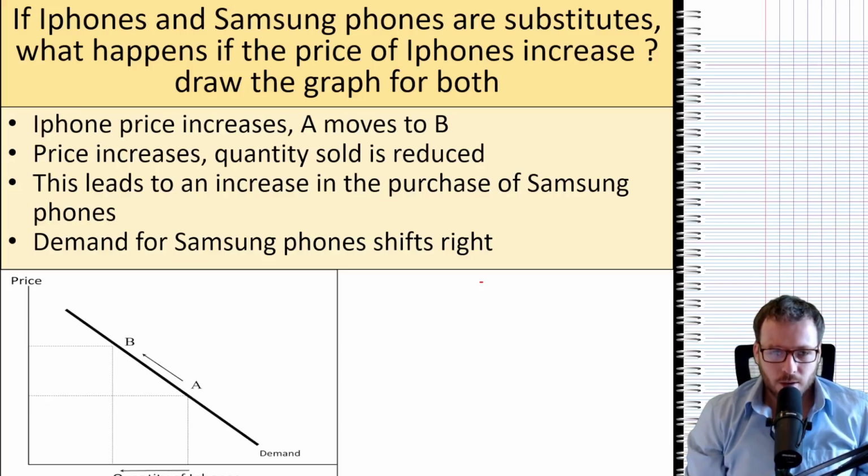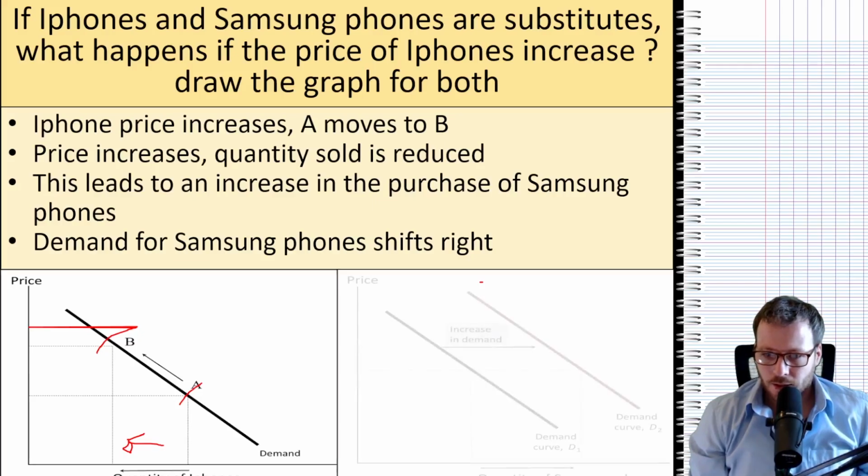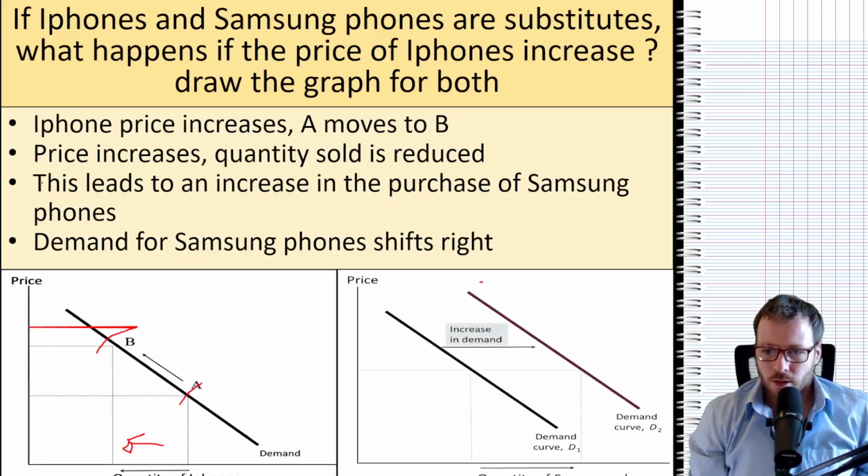So we can see here on the demand line, the price of the iPhone has simply increased from A to B. So we are now buying less than we bought before, okay? Question then. What happens to Samsung phones? We're buying less iPhones and everyone needs a phone, then they're going to buy more Samsung phones. I hope this is starting to make sense.